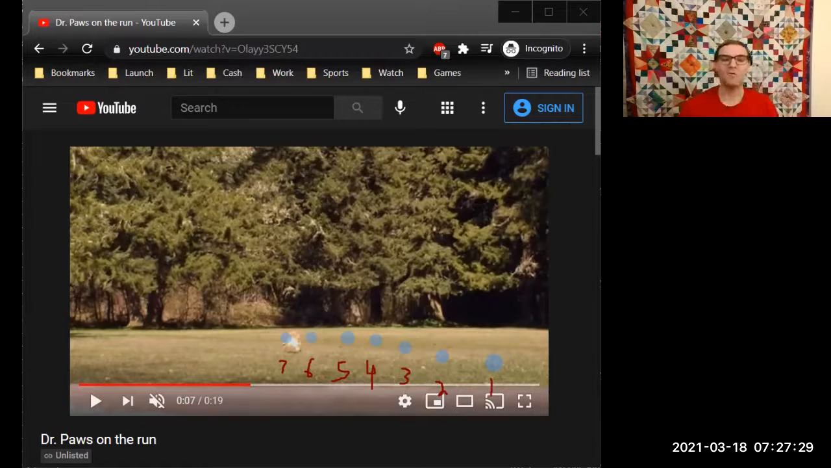So you wouldn't want to have one at 1 second, and then the next one at 3 seconds, and then the next one at 8 seconds, and then at 53 seconds. They should be equally spaced in time, because then you can get a really good sense for what is happening with the motion of the dog.